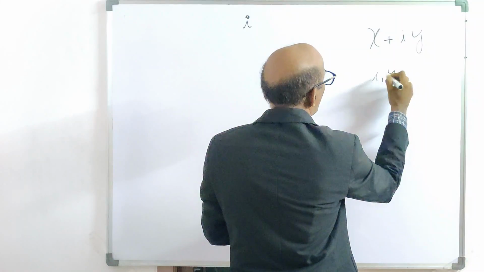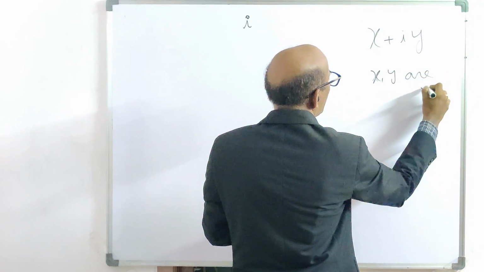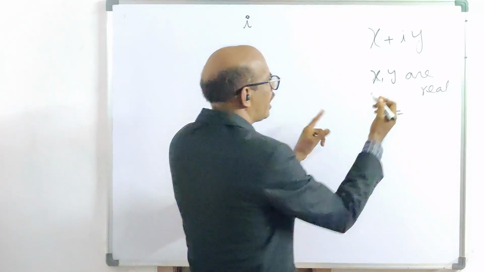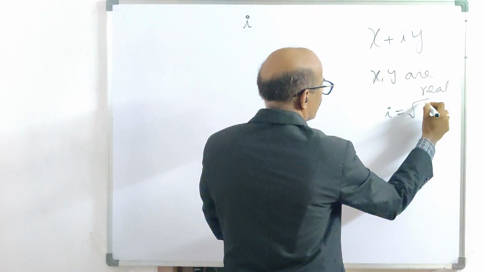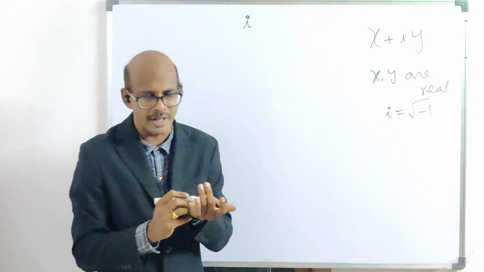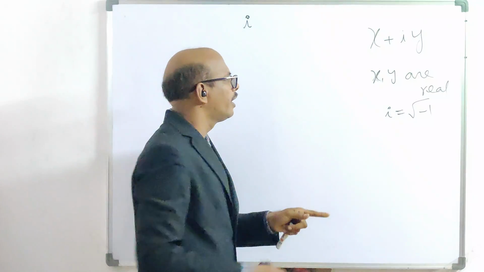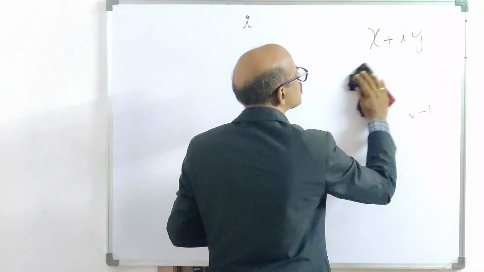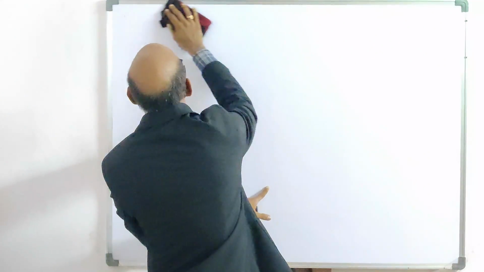Here, x and y are real, and i is the connection between the real and imaginary. It is the imaginary unit, root minus 1. My dear students, your attention is required. Here x and y are real, and i is the imaginary unit. Now this format is called a complex number.